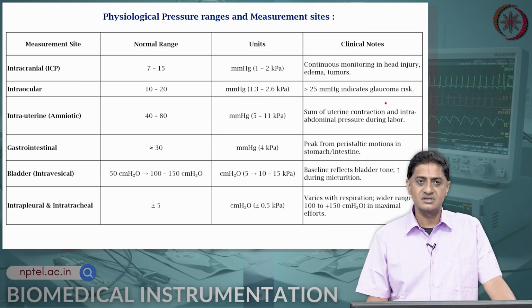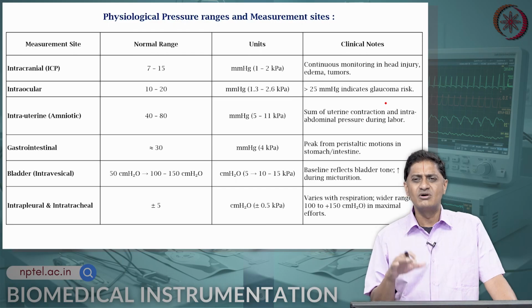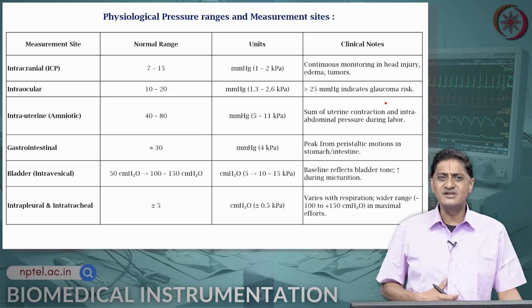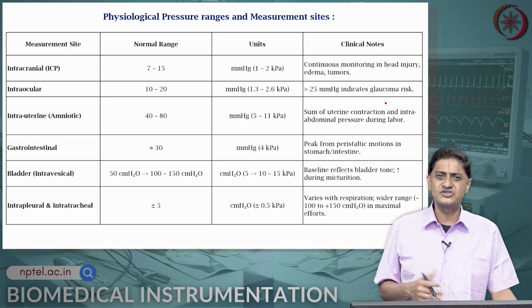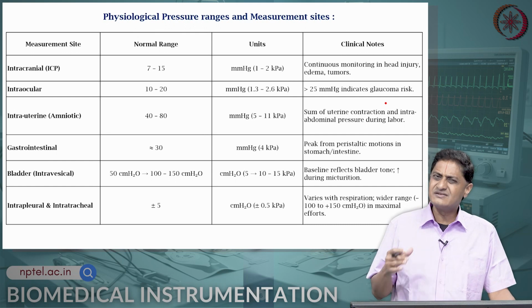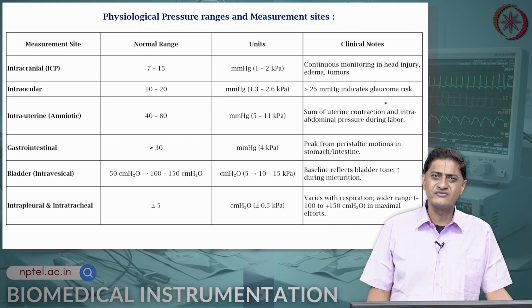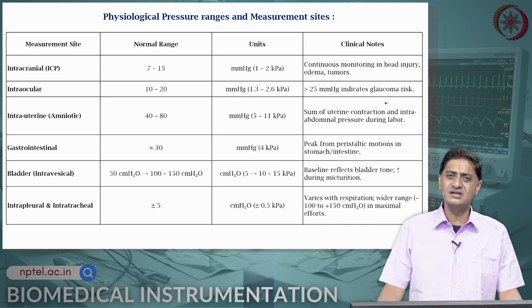Gastrointestinal pressure, approximately 30 millimeter mercury. This is due to peristalsis. Peristalsis means movements of the gut, movements of the gastrointestinal system, stomach and the intestine at a relatively slow rate by themselves. Unlike the heart, which is fast, it moves at a relatively slow rate. The peak pressure is about 30 millimeter mercury.